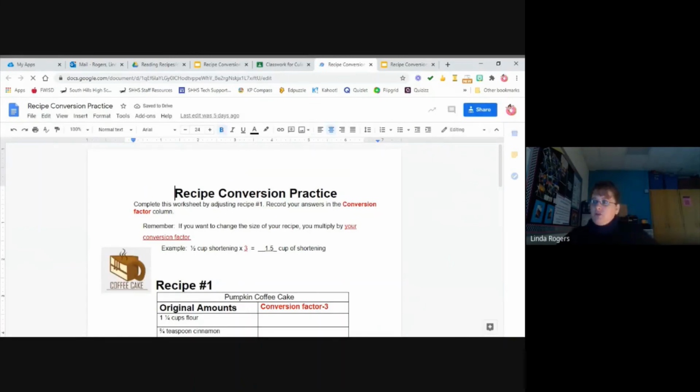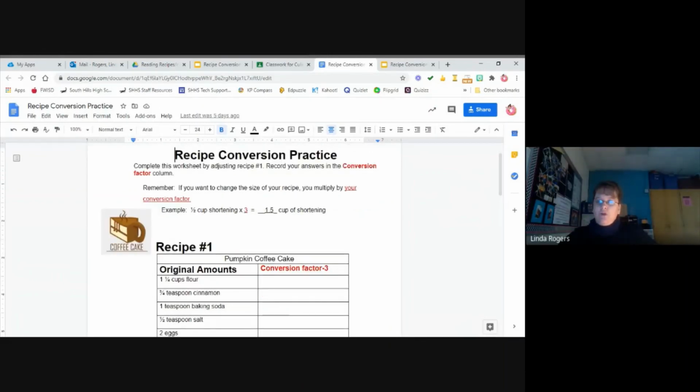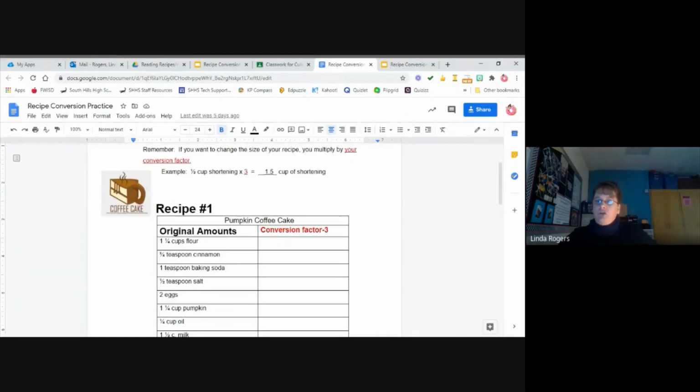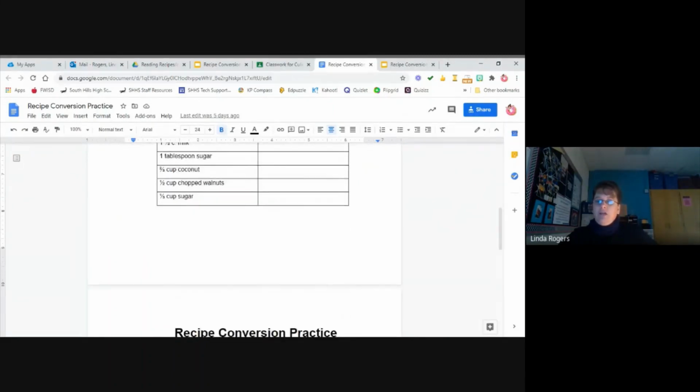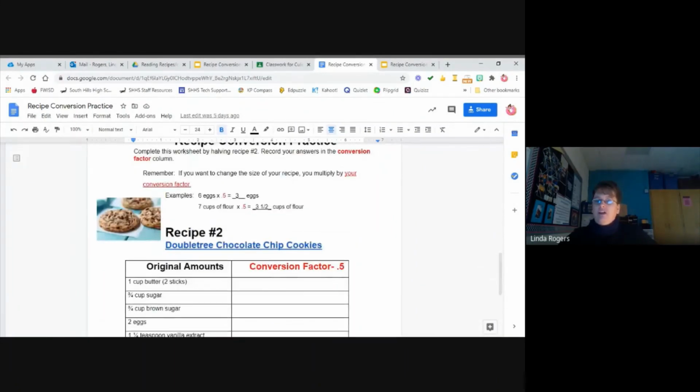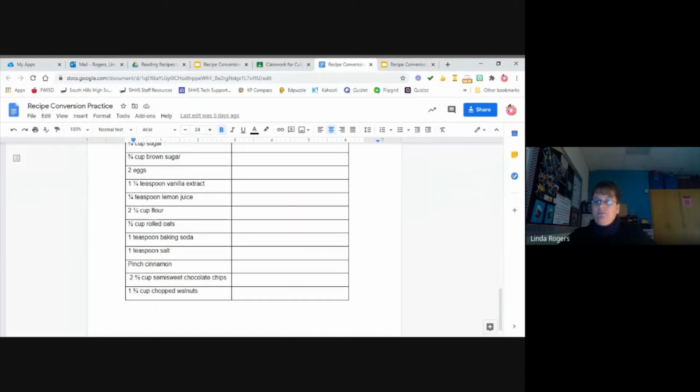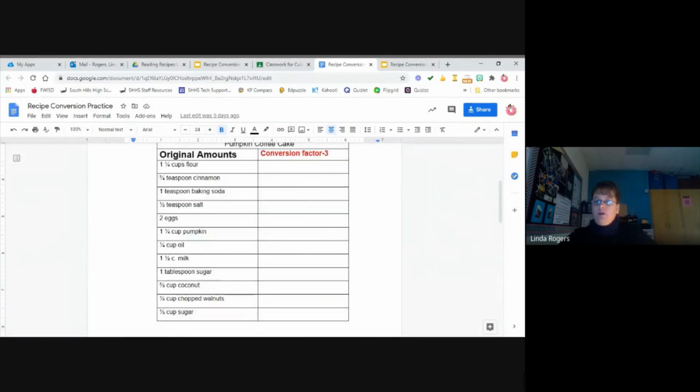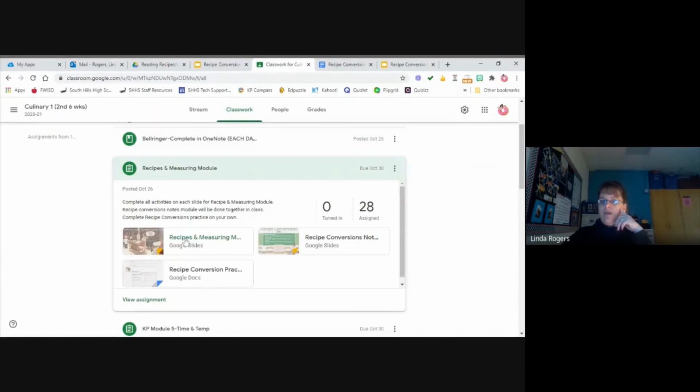Can everybody see my screen online? Okay. So there are 2 recipes. The first recipe, your conversion factor is 3, so you're going to increase it. And on this one, your conversion factor is 1/2, so you're going to halve this recipe. So you have 2 recipes. Write your answers here, and then you will turn all of these in, as well as yesterday's recipe and measuring module on your slides. There were several things on that one that you needed to make sure you completed. Is that clear?